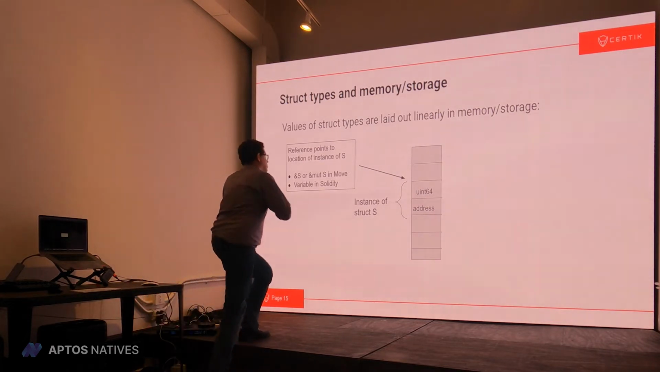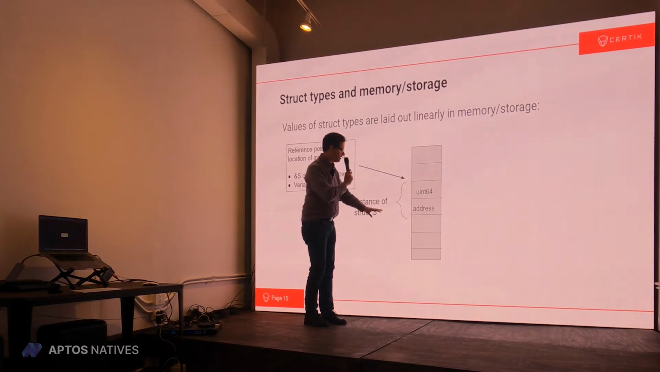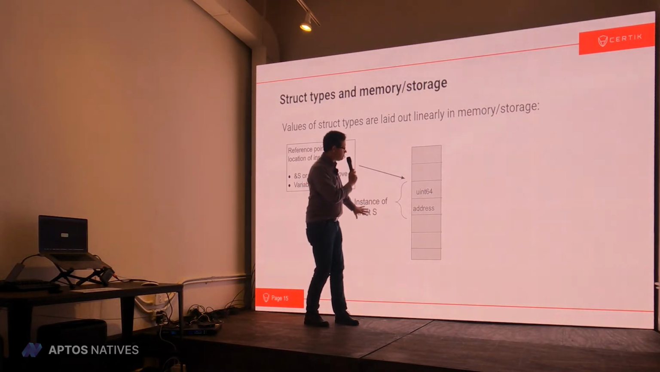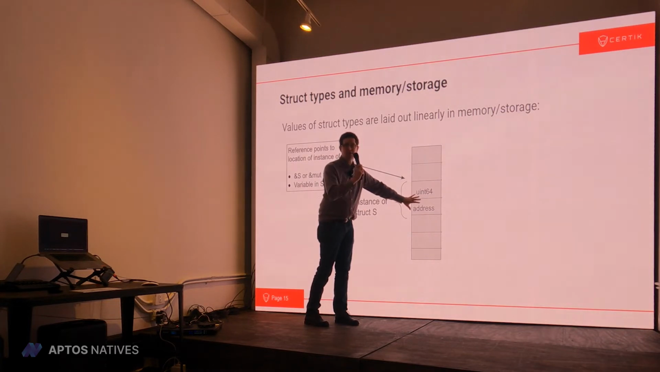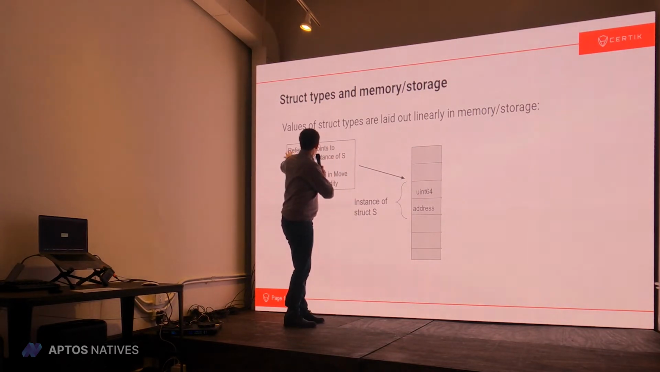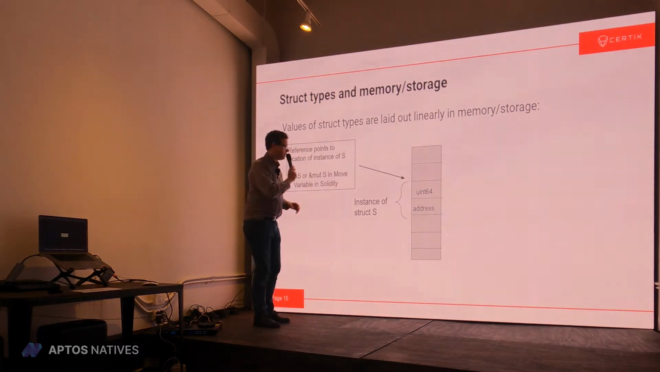So suppose this is global storage here, and this is very simplified, very abstract. You've got an instance of struct S living somewhere in your global storage. It's got the u64 and the address here. So that is actually the value type here. And you can have references that point to the location of something in storage.